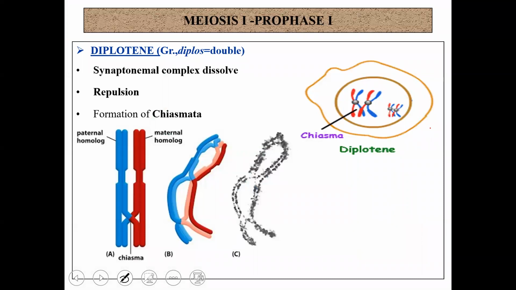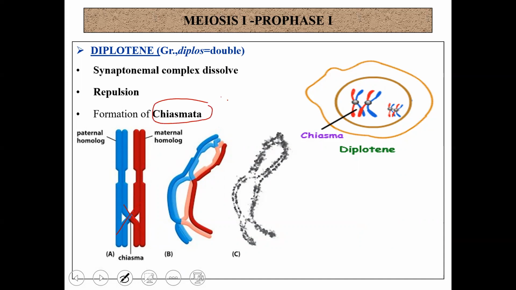The next phase after crossing over takes place is the diplotene stage, which is the 4th substage. In the diplotene stage, diplos means double. Here the synaptonemal complex will dissolve, which was formed during zygotene. During the crossing over, it forms an X-shaped structure, which is later dissolved, and this is called chiasmata.